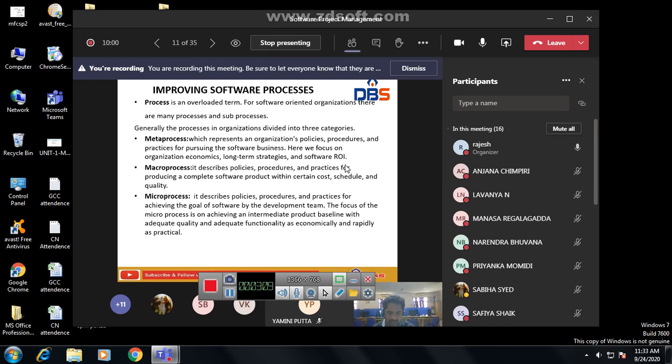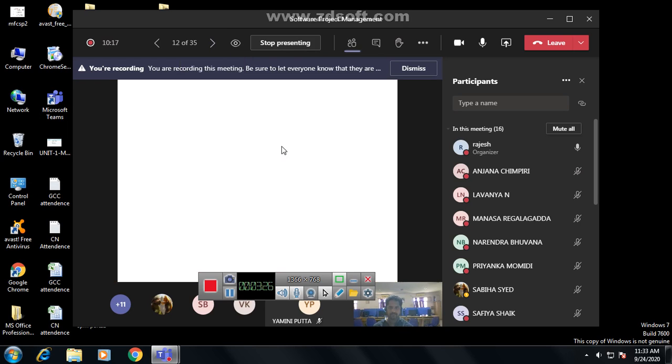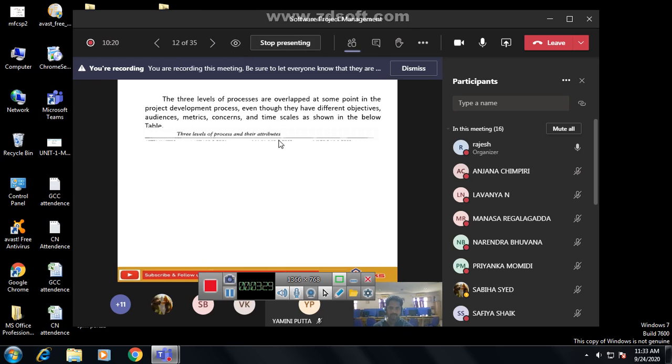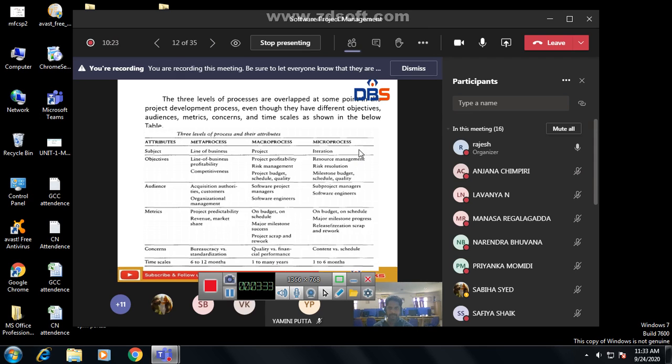So in an organization we have different types of processes and sub-processes. Mainly we have three categories: the meta process, macro process and micro process. Okay. See, these levels of process overlap at some point in the project development process, even though they have different objectives, audiences, metrics, concerns and time scales, as shown in the table below.